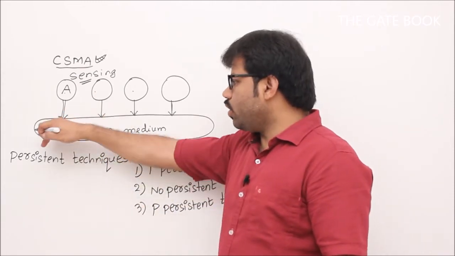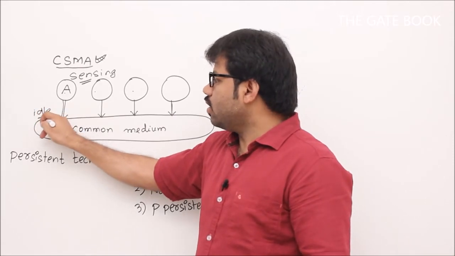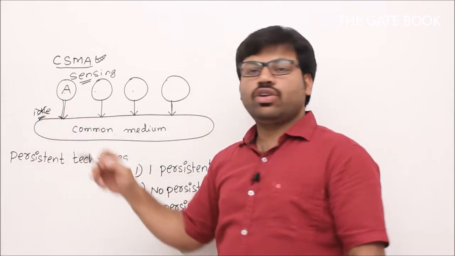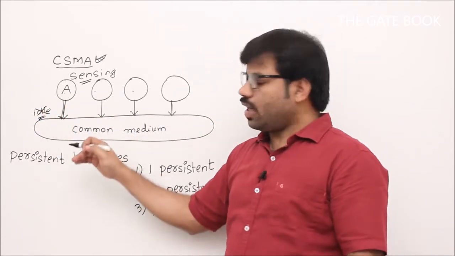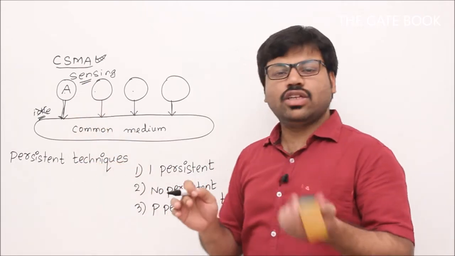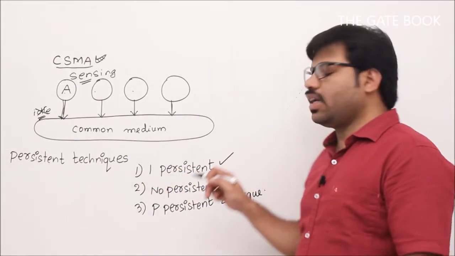So station A is going to sense this channel. If this channel is idle, then it is going to send. If this channel is busy, then it is going to keep quiet, correct? And it will keep on sensing. One day your channel will be idle, and at that time the station will send, correct? That is the usual, common procedure, called the one persistent technique.